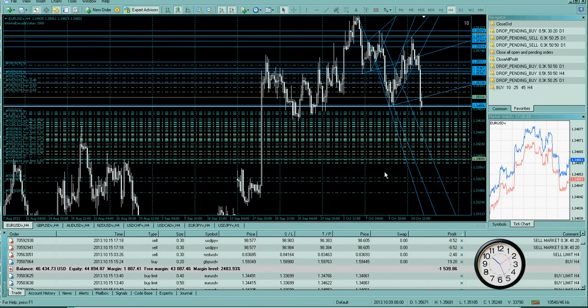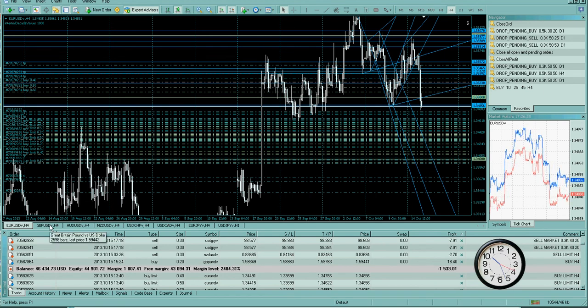Let me close some of these. I don't know if I got overloaded. I think it overloaded the New Zealand dollar here. So yeah, this is just a quick run through. I got the euro dollar.